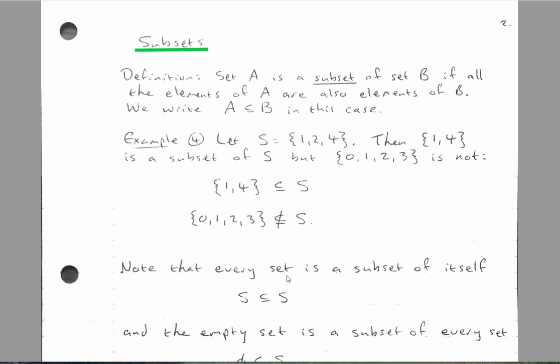One case: every set is a subset of itself. Check the definition. Are all the elements of S also elements of S? Yeah, that's true. So every set is a subset of itself.